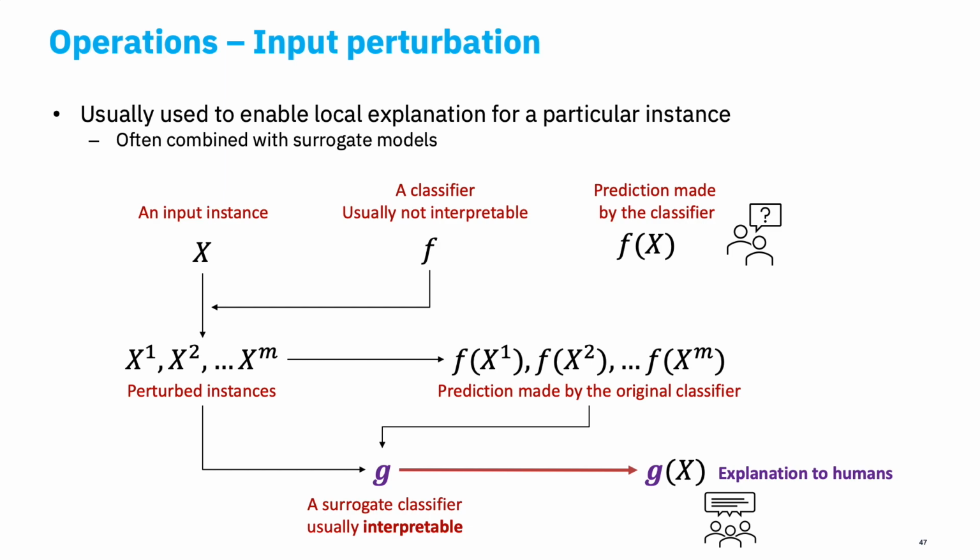After that, we learn a surrogate model G, usually an explainable model, from the set of labeled examples we obtained through input perturbation. The goal is that we would like to make sure that G well approximates the behavior of f by generating the same labels for the same input instances. Once we have G ready, we can use it to generate explanation for the input instance x.